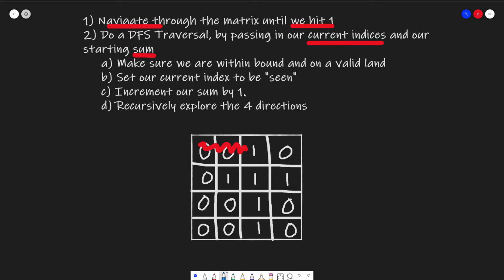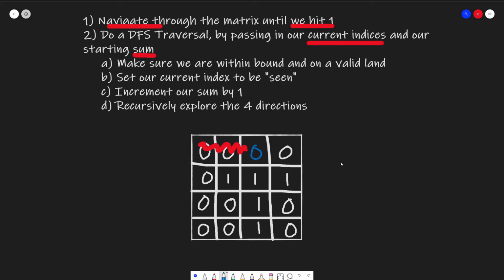In our recursive function, when we do our depth first search, the first thing we want to do is make sure that we are within bounds and we are on valid land. Starting off at the first location, we are indeed in bound and we are on land. Once we have ascertained that, we just need to set our current location to be seen, which basically means we set it to be 0. For those of you familiar with graph problems and DFS and BFS algorithms, this is essentially us having a visited set where we store our node. In this instance, our visited set is just the index that we are on the grid itself.